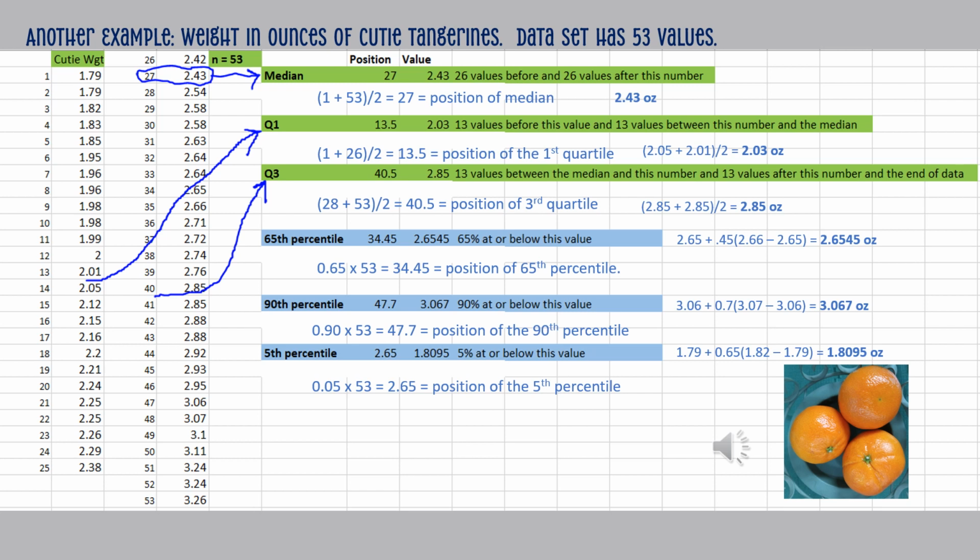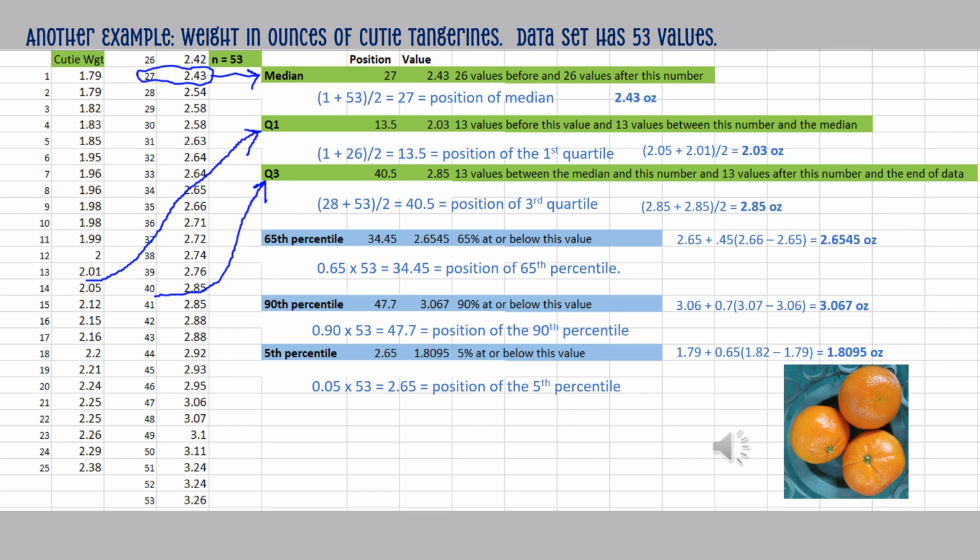The third quartile is the middle of the upper half of the data. 28 is immediately after 27, so average the 28 position with the last position of 53, and you get 40.5 as the position of the third quartile. So take the 40th value and the 41st value and average them. Now for this set of data, the 40th and 41st value were the exact same thing, 2.85 ounces. So when you average them, you still get 2.85 ounces.